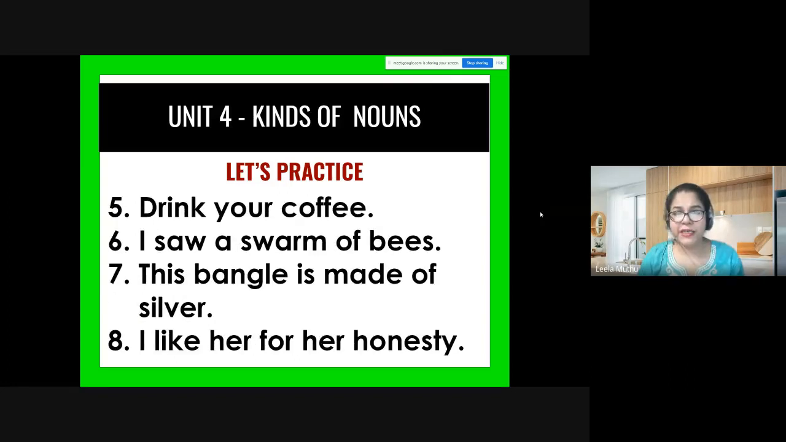Drink your coffee. Common noun. I saw a swarm of bees. Collective noun. This bangle is made of silver. Bangle is a common noun. Silver in this is a material noun. I like her for her honesty. Honesty is an abstract noun.